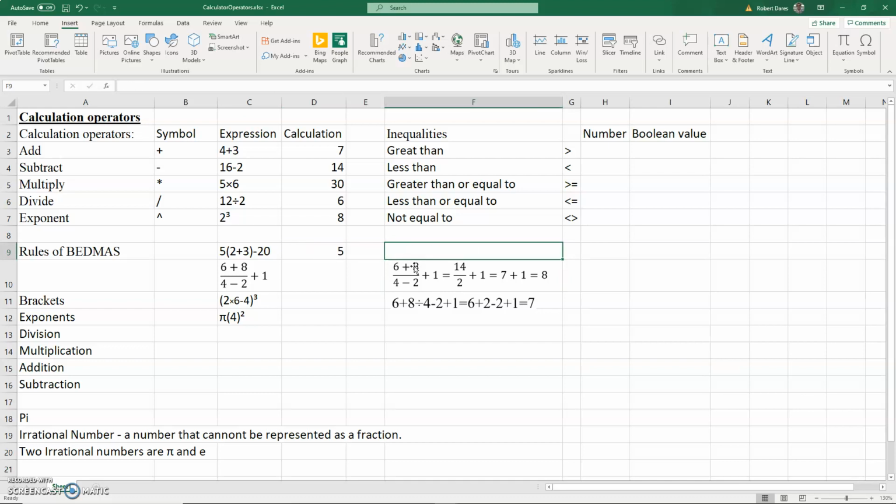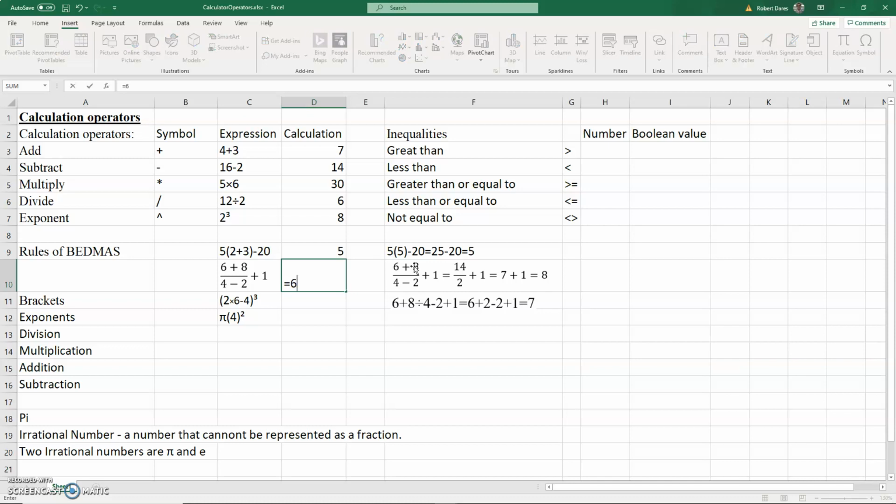Now, what do we end up doing below? This is a little bit more complicated, isn't it? Well, let's just try and figure out what will happen if we put in 6 plus 8 divided by 4 minus 2 plus 1. Is it going to give us the right answer? Gives us 7. Which one is right?